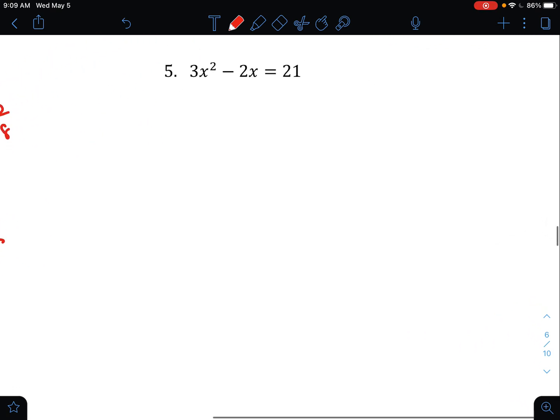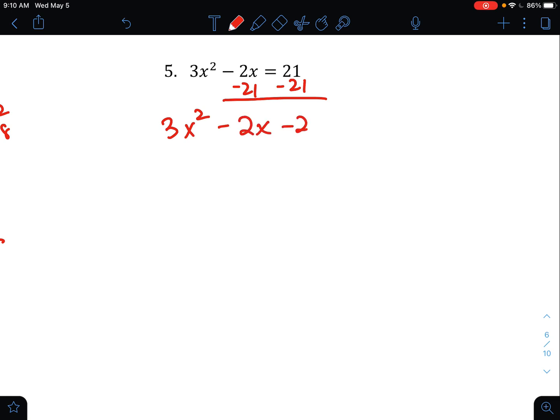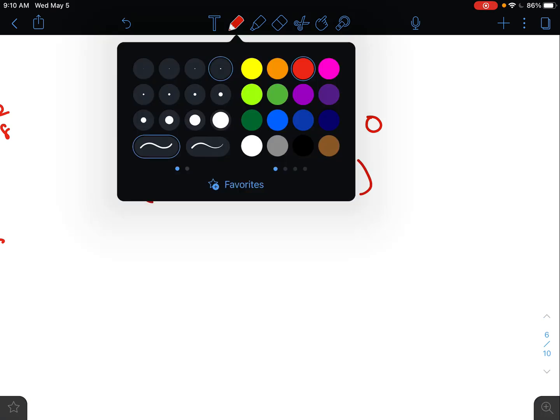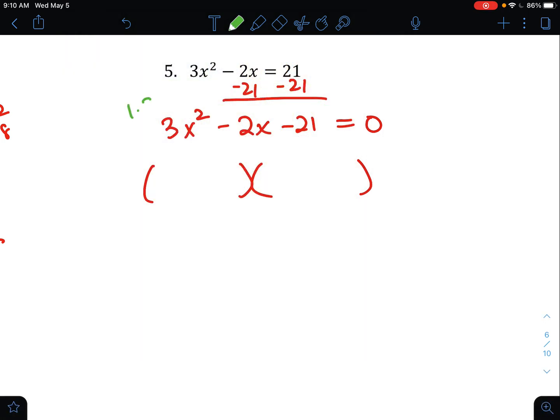All right, number 5, I need to move over 21. 3x squared minus 2x. So notice I'm writing it in standard form. Okay, let's factor. I have factors of 3 are 1 and 3. Factors of 21, 1 times 21, 3 works, 3 and 7. So I know it's got to be x and 3x. There's no other combination on the first term.